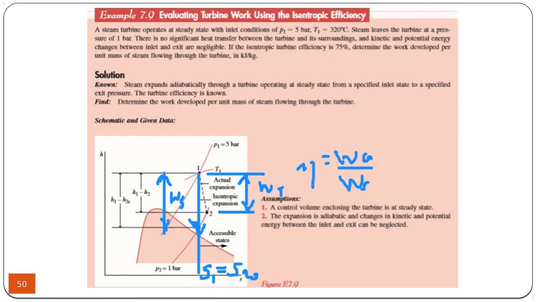Production of entropy means that due to the irreversibilities, we have lost some of the work potential, and it's mainly the fluid friction between the steam and the turbine blades.